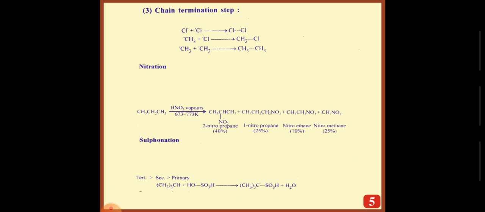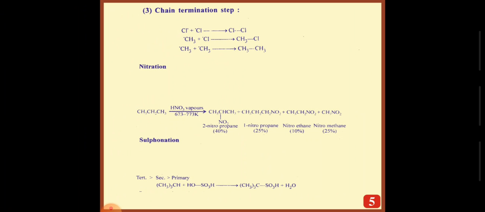By the combination of free radicals with themselves, the reaction gets terminated. That is, chlorine free radicals form Cl2, methyl and chlorine free radicals form CH3Cl, and methyl free radicals form ethane. This is the chain terminating step.